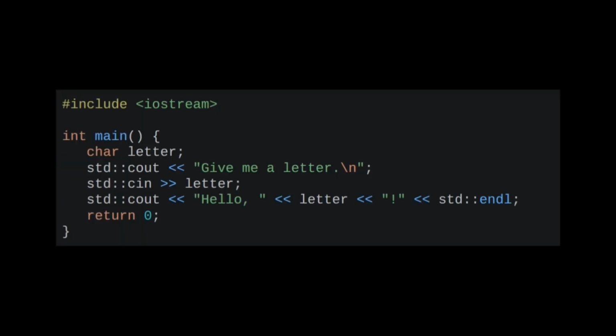Now to actually using them. As shown here, cout can be used to display a piece of text to the user through the terminal. In contrast, cin can be used to get information from the user, which can be stored for use later.